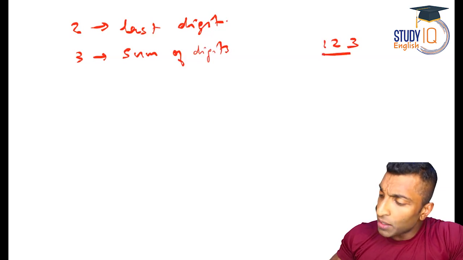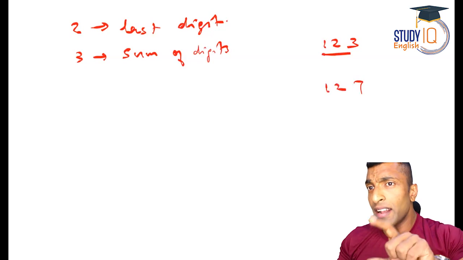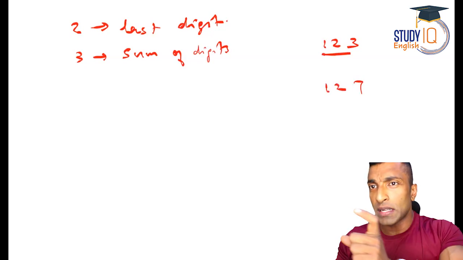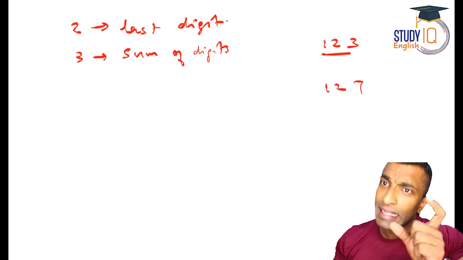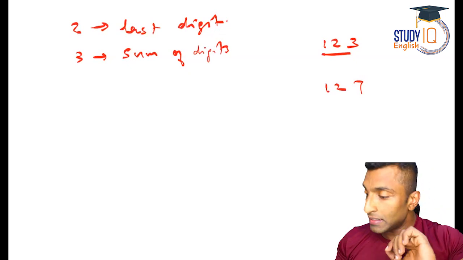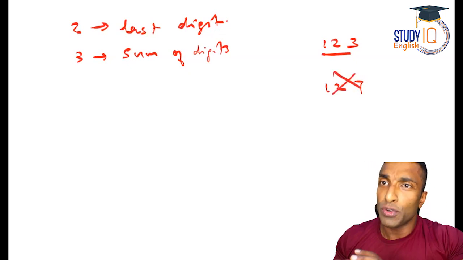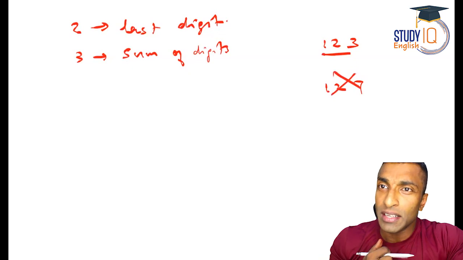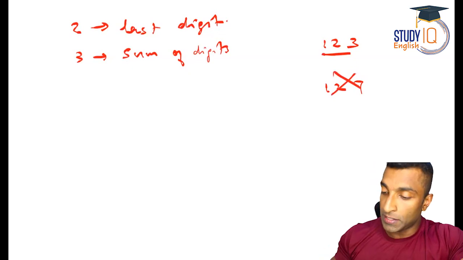What if it is 1, 2, 7? Then if I add this, 1 plus 2 plus 7, that is going to be 10. Is 10 divisible by 3? No, that means this number is not divisible by 3. So for the divisibility of 3, we need to check the sum of digits.